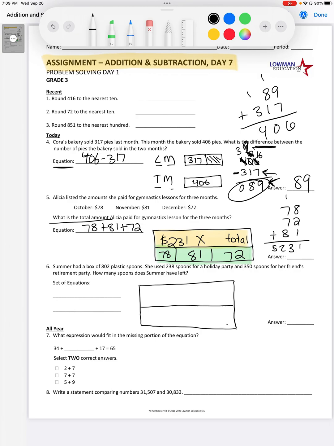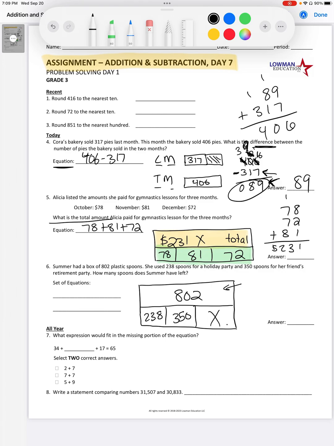So Summer had a box of 802 plastic spoons. That is my total. And we know the total. It's 802. There were 802 spoons in the box. That's going to go in this top section because if you remember, the top section is always the total. She used 238 for a holiday party, and then she used 350 for a retirement party. How many spoons does she have left? That is going to be this 3rd part. We're going to represent that with an X because we don't know yet.